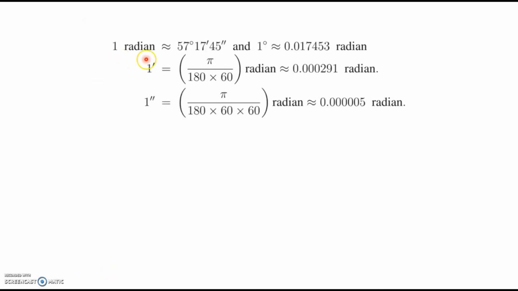Further, we can define 1 radian as 57 degrees, 17 minutes and 45 seconds. So, 1 degree is almost equal to 0.017453 radian, and 1 minute is equal to pi by 180 into 60 radian, which is almost equal to 0.000291 radian, and 1 second is equal to pi divided by 180 into 60 radian, which is equal to 0.000005 radian.